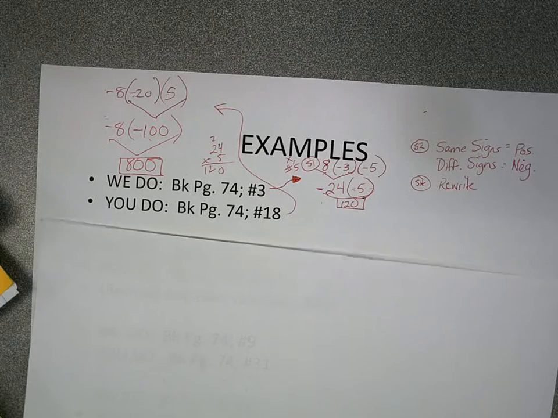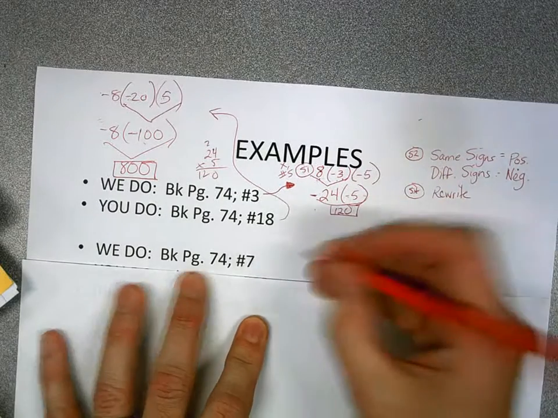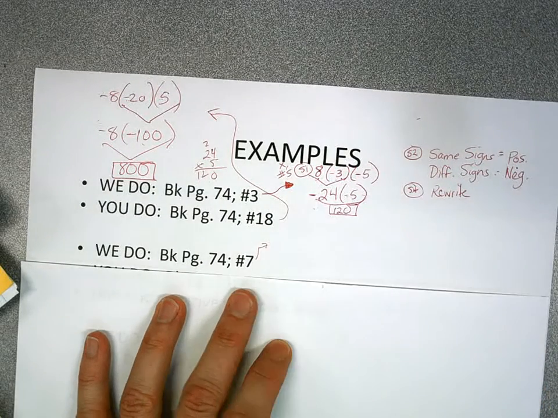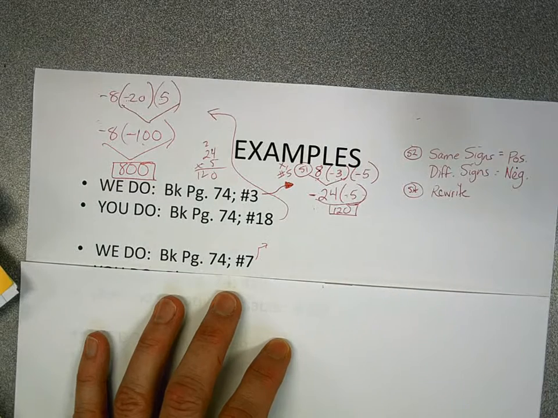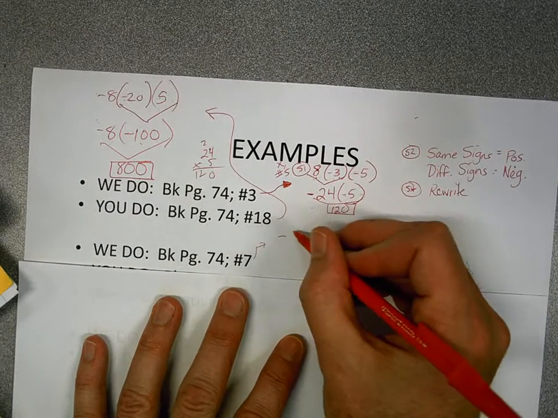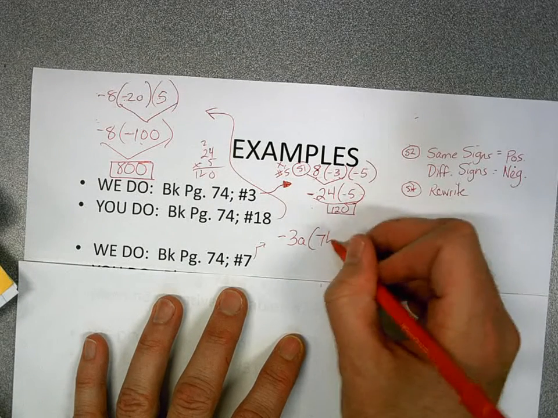Okay. Any questions on that kind of problem? Okay. Let's go ahead and look at a different type of problem. Let's look at problem number 7. Okay, number 7 says simplify each expression. This is going to be a little different. Negative 3a times 7b. Okay?